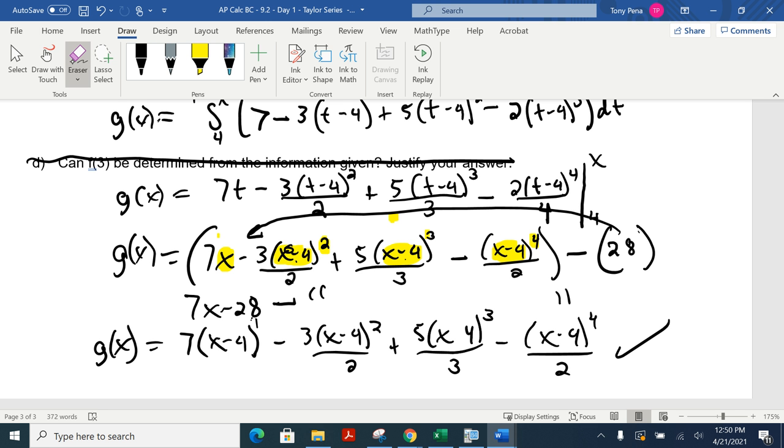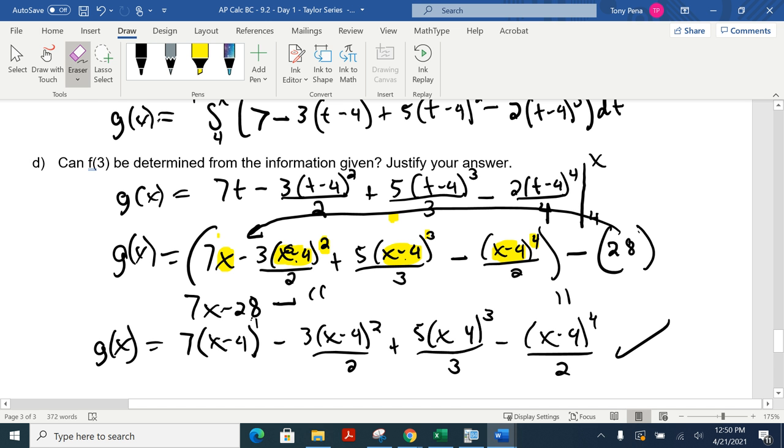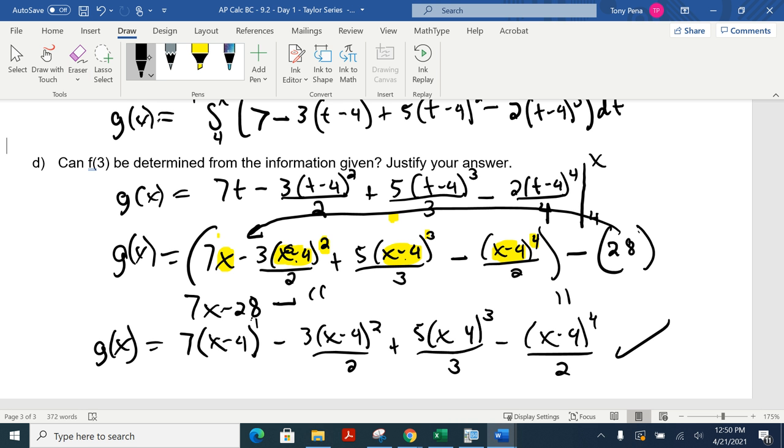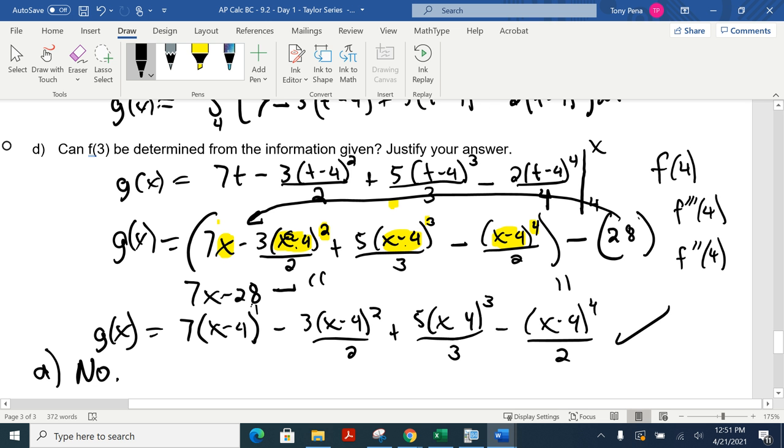All right. And then the last one. It says, can f of 3 be determined from the given information? So D. The answer is no. We can't find f of 3. What that's really asking for is, I can find f of 4, right? We know what f of 4 is. You already did that in part A. I could find the third derivative at 4 like we did in part A. I could find the second derivative at 4 in part A. We can do a lot of that. We can't find the functional value at 3.